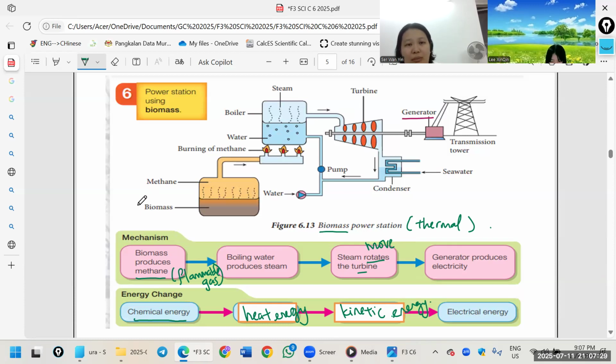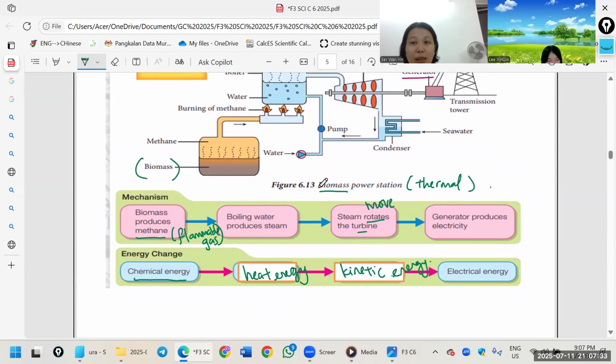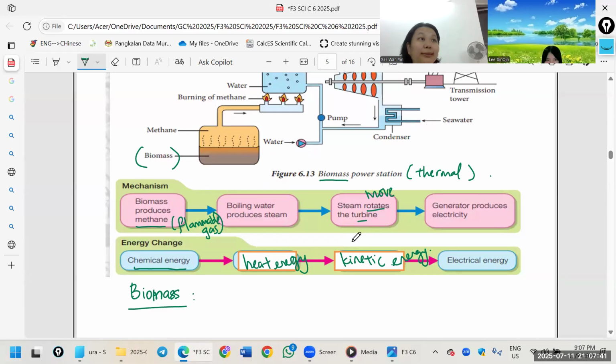Now what's the problem is, what is biomass? Now anyone can give example of biomass? Really no idea at all?